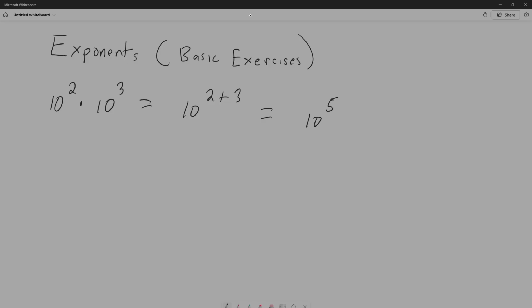And if you want to translate this to a number, you have to do repeated multiplication, and that's going to give you 100,000.